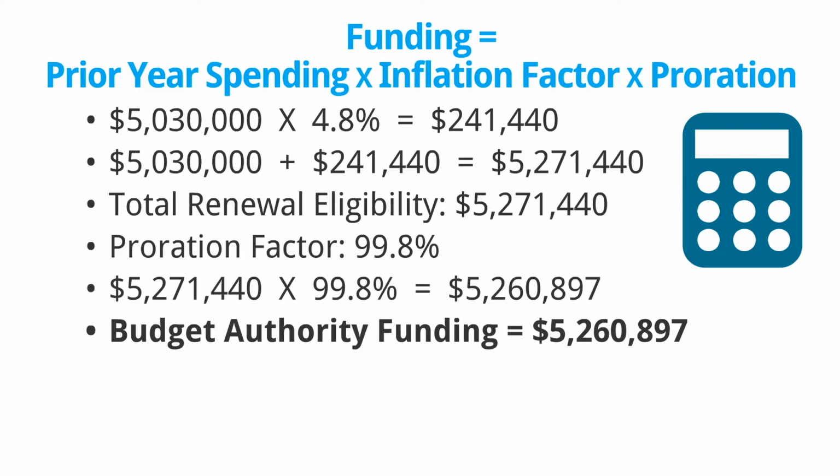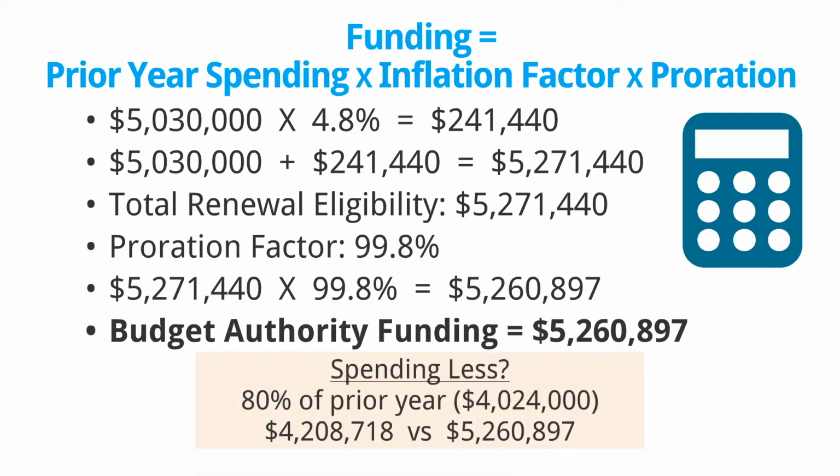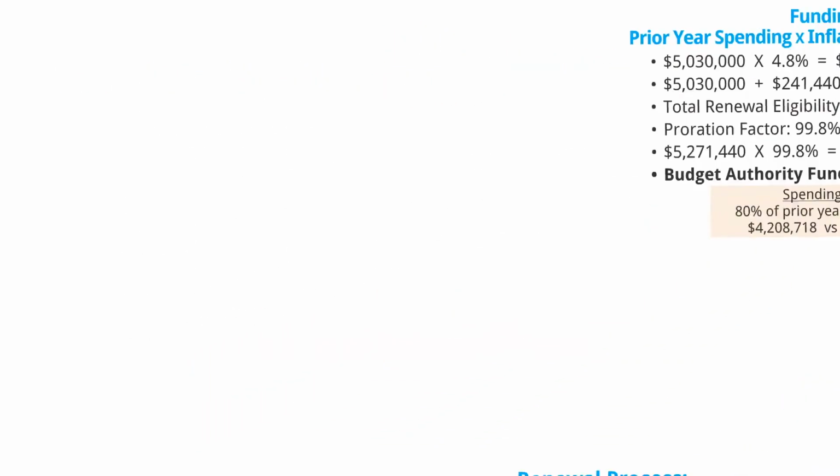What happens if a PHA spends less? Had the PHA in this example only spent $4,024,000 on its funding renewal, the following year's program funding would be about $4,208,718, over $1,052,000 less than the current year.